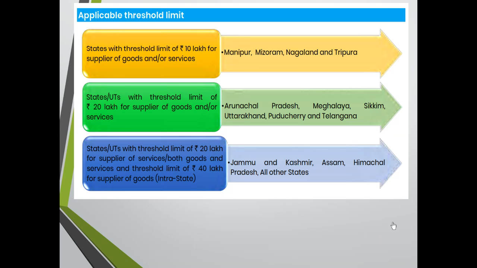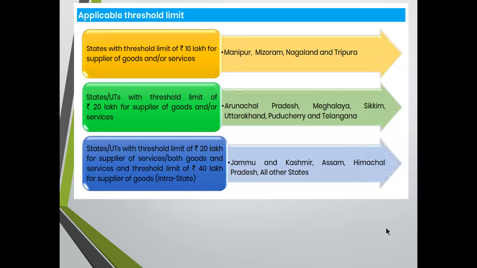And the third category of states, wherein all other states, such as Kashmir, Assam, Himachal Pradesh, any other states, only those carrying on goods business, 40 lakh would be the threshold limit. For services, or services along with goods, 20 lakh would be the limit. So in this way, three types of threshold limits are there. You all know, in your intermediate book, it may be there.